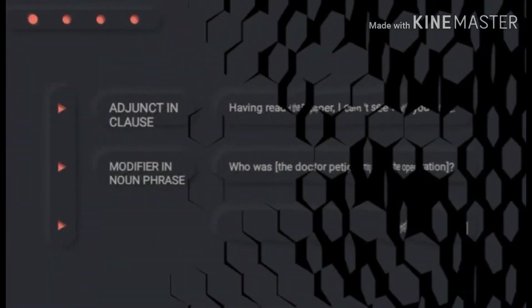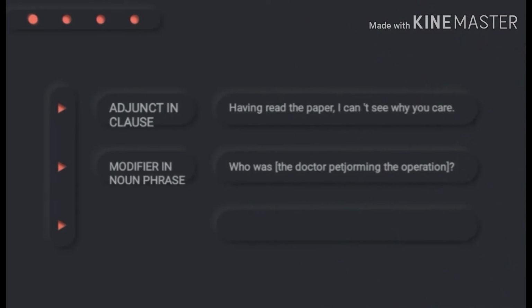So the next is adjunct in clause. In this case, the gerund participle functions as an adjunct, which means that if the gerund clause is removed, it doesn't change the meaning. This is different from a complement, which must be there as information in the clause. For example, having read the paper, I cannot see why you care.